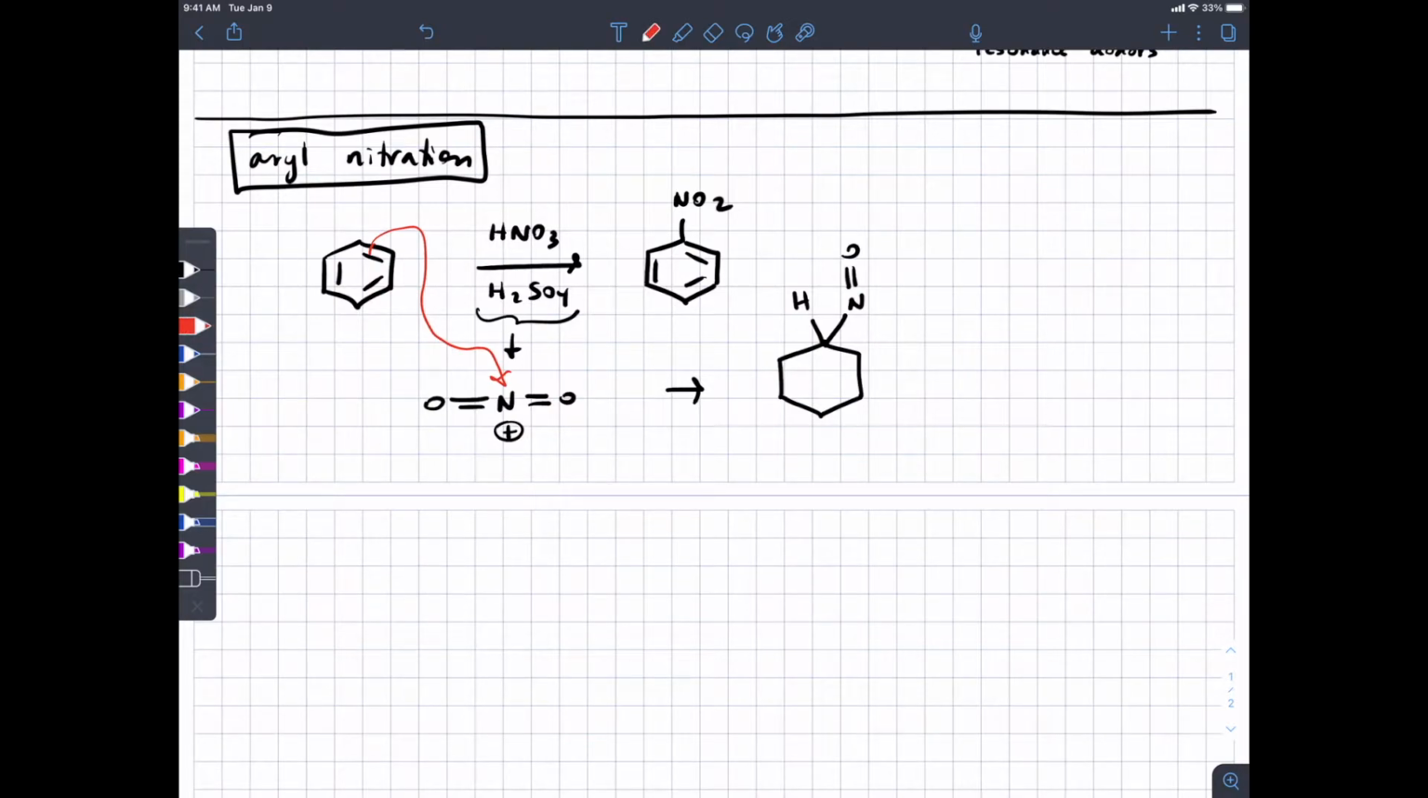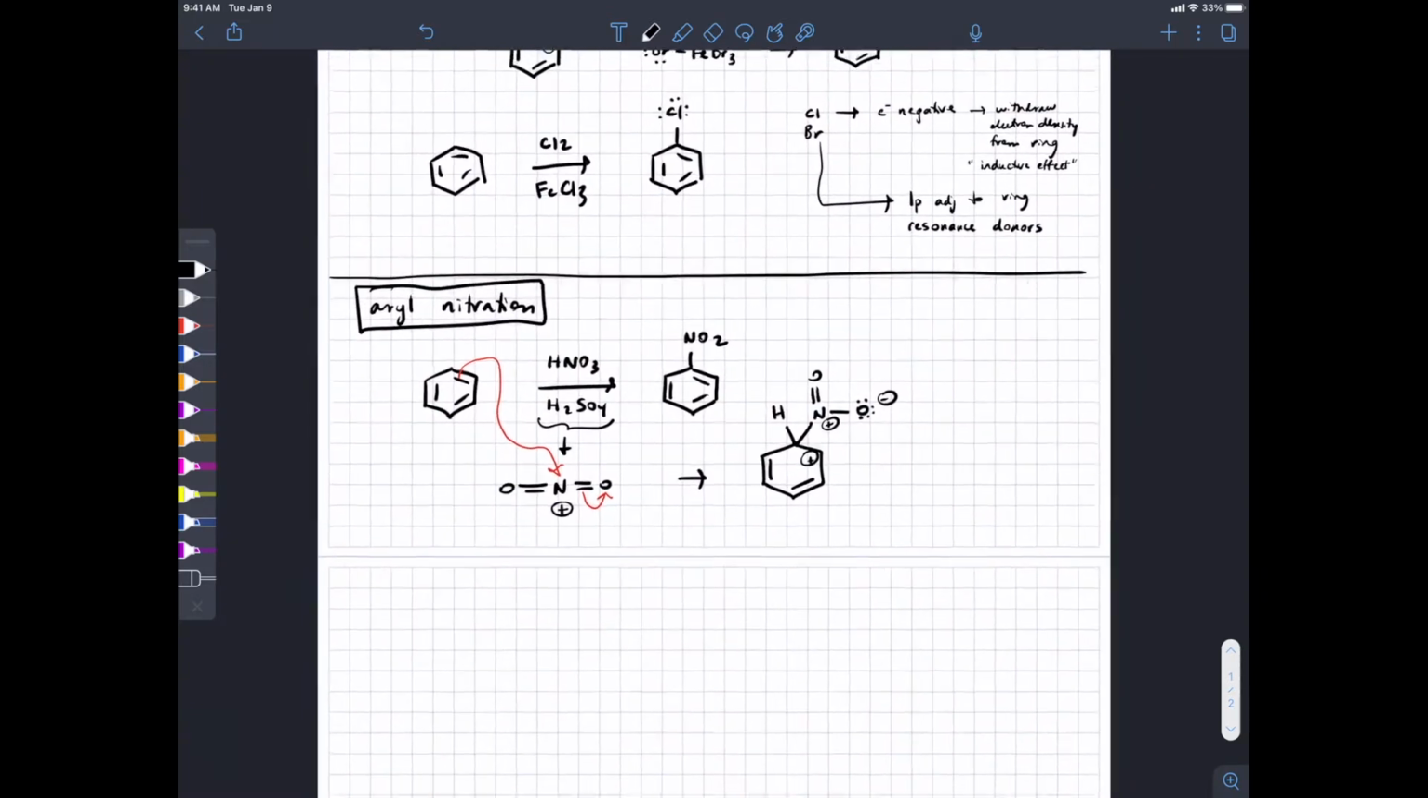Probably instead of just drawing the arrow to nitrogen, we'd have 5 bonds to nitrogen if we stop there, so we need to push one of those nitrogen-oxygen pi bonds. We need to break one of them and put the electrons out on the oxygen. The nitro group that we've installed will look like this, and we'll have a positive charge on the adjacent carbon.